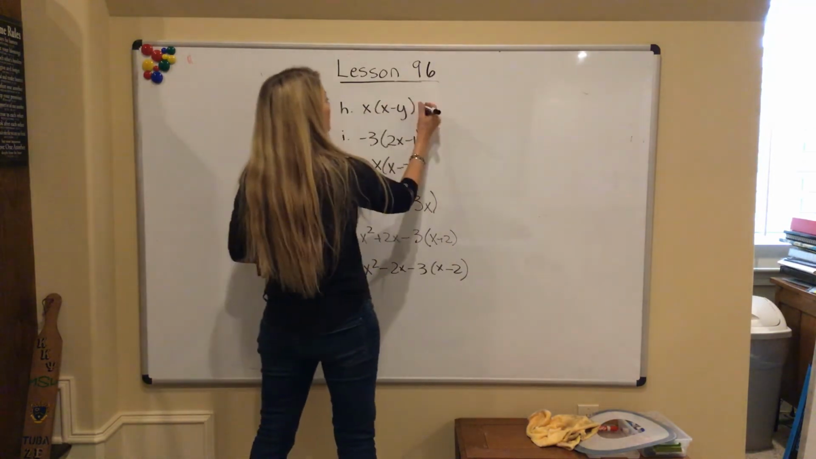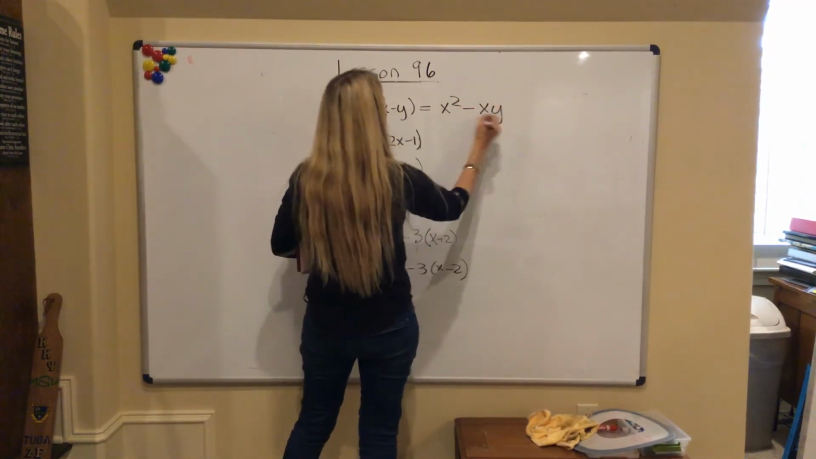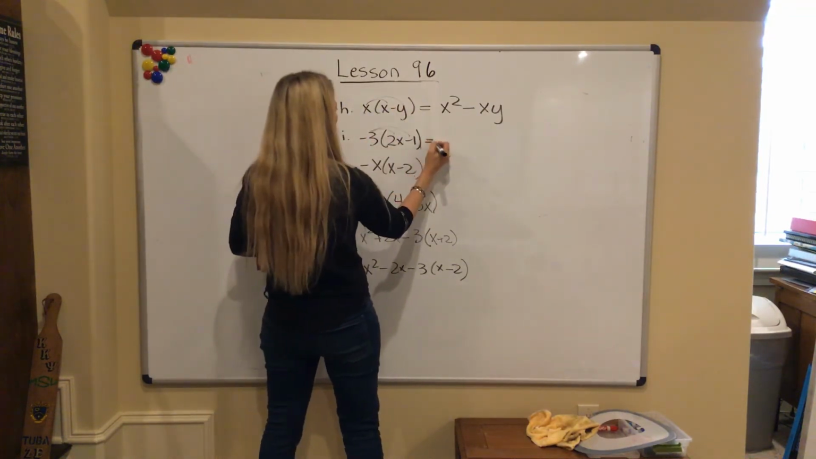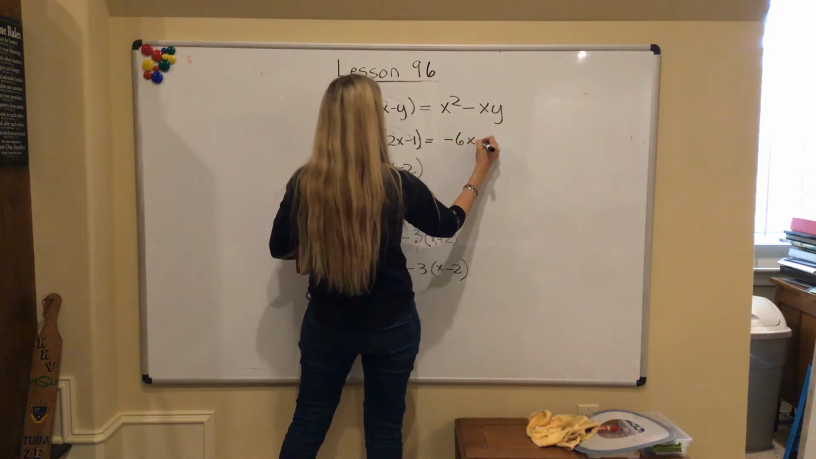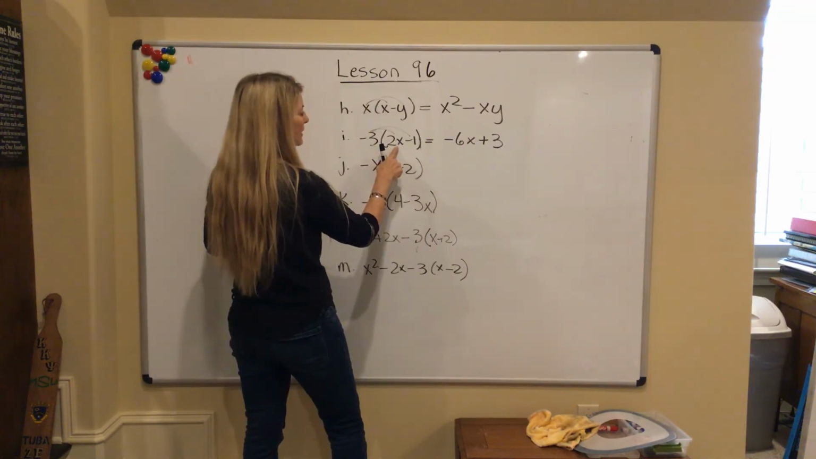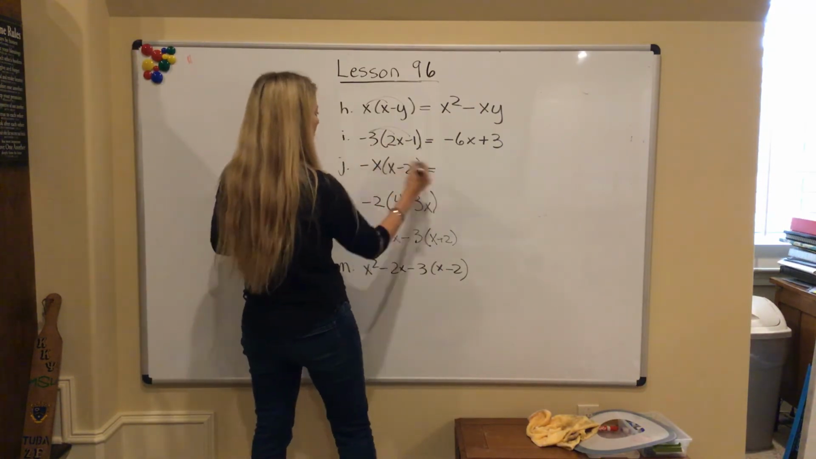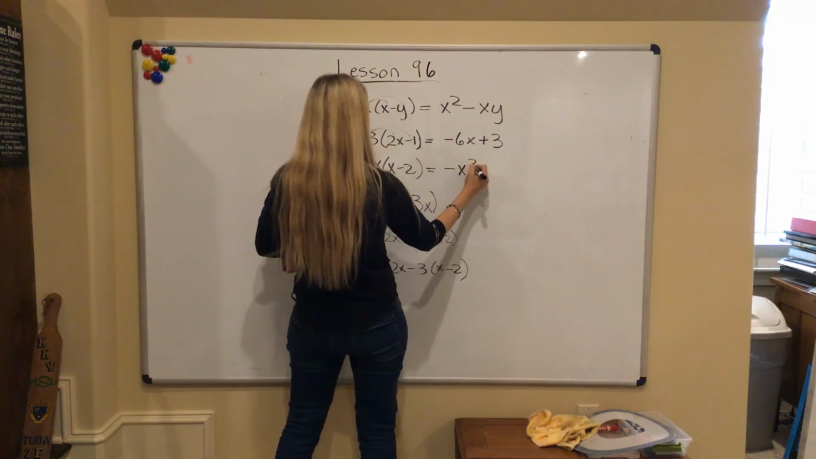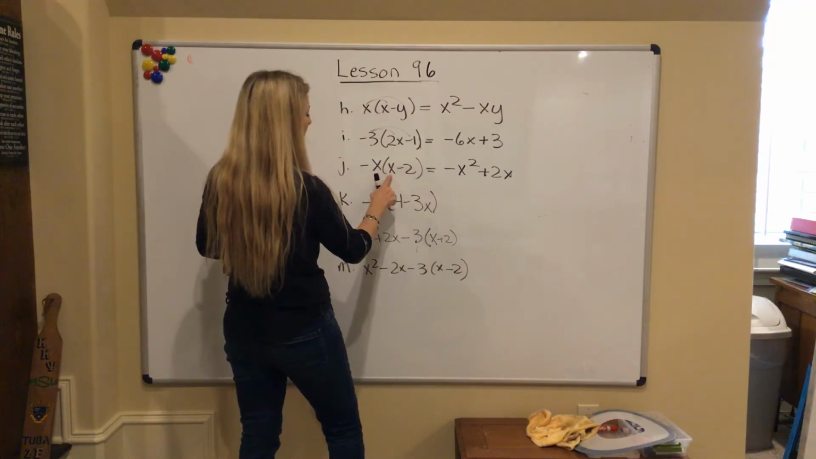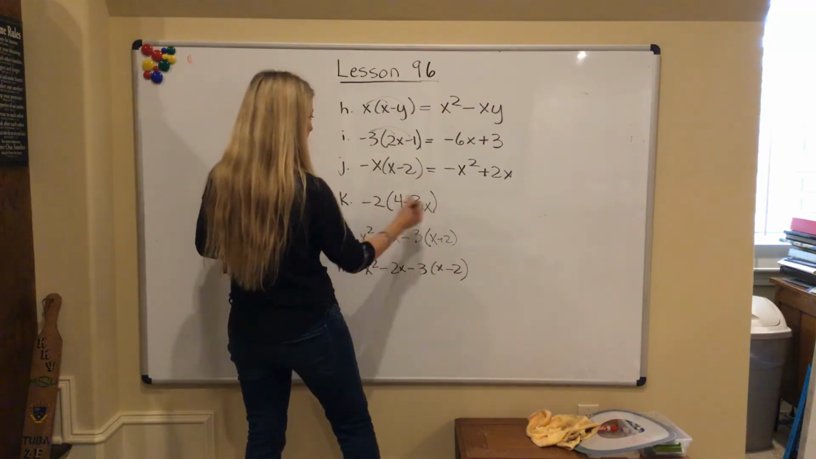So the answers for these, this would be x squared minus xy. Okay, just distributing that over. And you can write these little lines if it helps you. This would be negative 6x plus 3. So negative 3 times 2x would be negative 6x. Negative 3 times negative 1 would be positive 3. This one would be negative x squared plus 2x. Okay, because negative x times x would be negative x squared. Negative x times negative 2 would give me positive 2x.